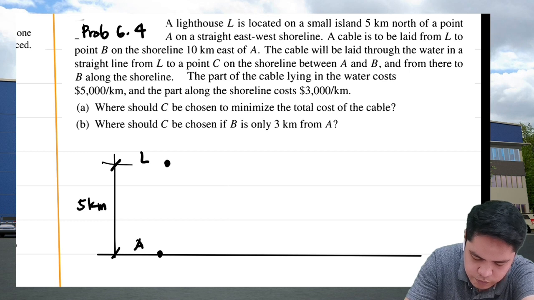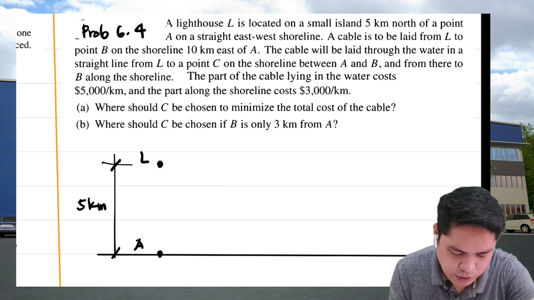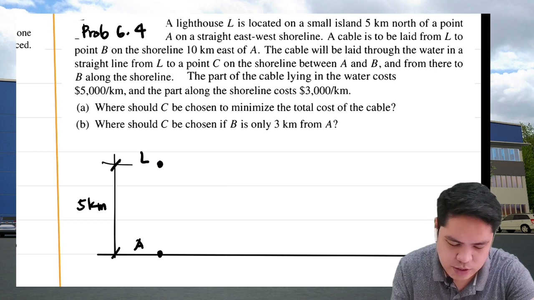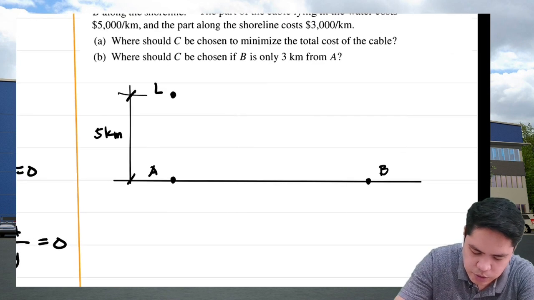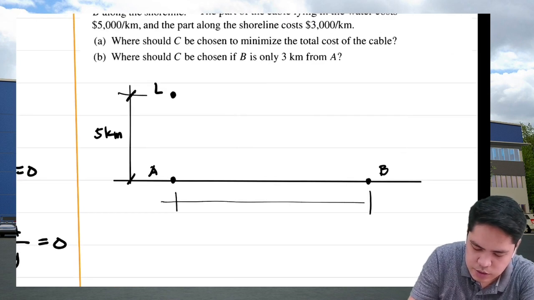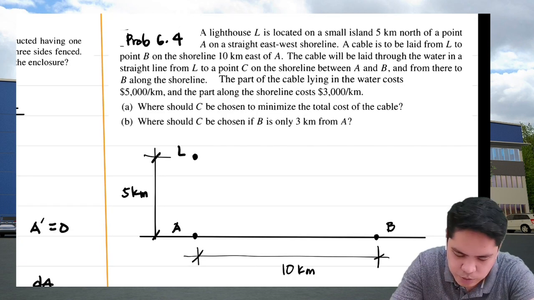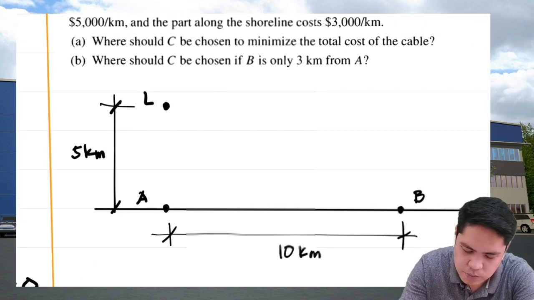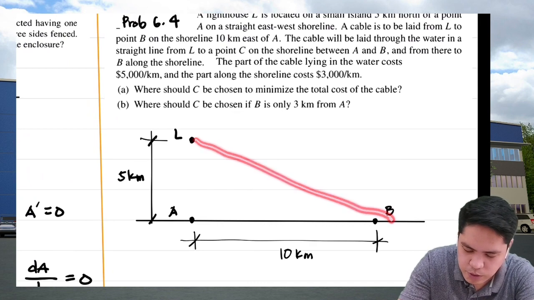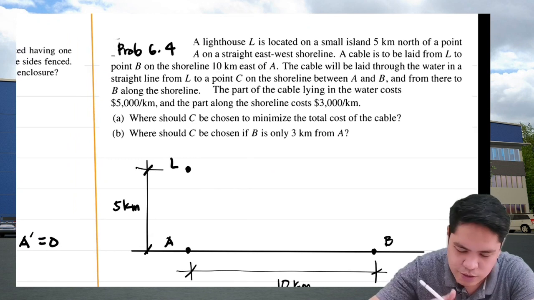This is 5 kilometers. Now, a cable is to be laid from L to point B 10 kilometers east of A. So, we have another point B east of A. So, this is point B, which is 10 kilometers east. So, this is 10 kilometers. Then, we need to lay a cable. Okay, so, ito yung setup natin. From here, pa ganon, di ba? Pwedeng pa ganon. I think that would be the shortest, obviously. The shortest length of the cable.